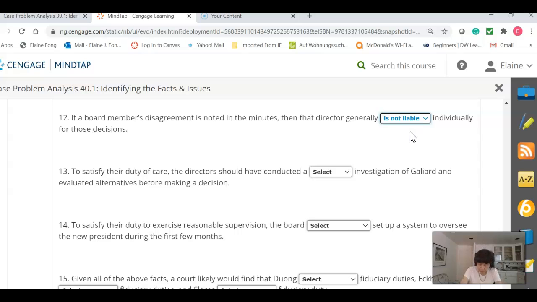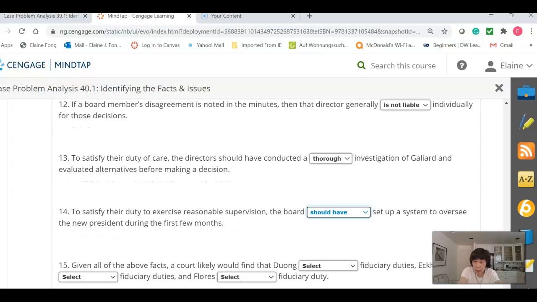Number 13, to satisfy their duty of care, the directors should have conducted a thorough, cursory, or brief investigation of Galliard. Well, yeah, in hindsight, yes, they should have conducted a thorough investigation of Galliard. That goes without saying, and evaluated alternatives before making a decision. Right, number 14, to satisfy their duty to exercise reasonable supervision, the board should have or should not have set up a system to oversee the new president during the first few months. Yeah, they should have had some process in place that they could oversee his work.